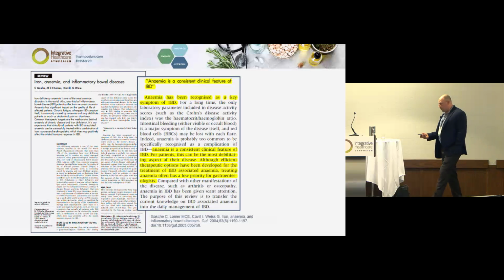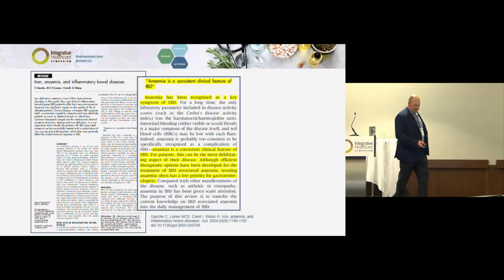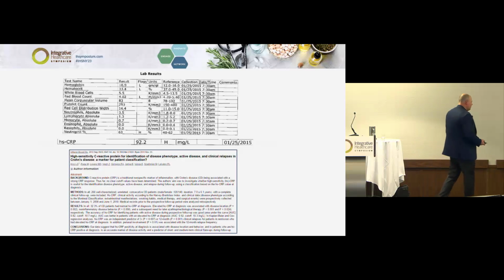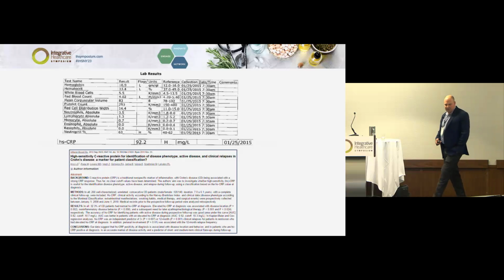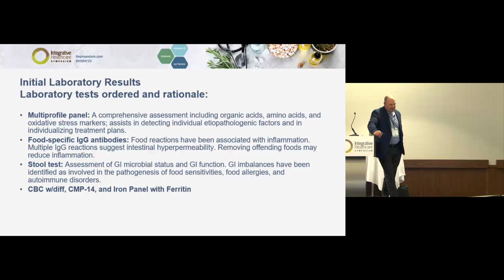So no one ran an iron panel with ferritin. If you just look here, the first thought I see is, if I look at the MCV, she's trending on the lower end. So I'm thinking maybe iron deficiency. Obviously anemia from chronic disease as well, or inflammation. So we ran some specialty labs. We added some additional testing. You can see her iron was low.